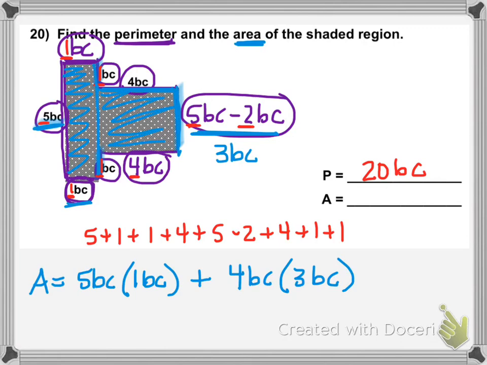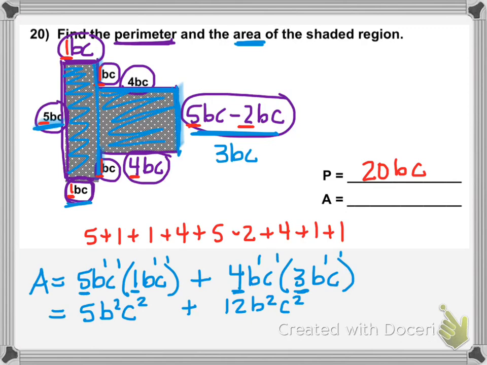On the left, 5BC times 1BC, we're going to multiply our coefficients. 5 times 1 is 5. And then we're going to add the exponents of like variables. So our b's exponents, 1 plus 1 is 2. Our c's exponents, 1 plus 1 is also 2. Plus, on the right, we're multiplying 4 times 3, which is 12. And then again, we add the exponents of our like variables. So 1 plus 1 for the b is b squared, and 1 plus 1 for the c is c squared. So now we've got 5b squared c squared plus 12b squared c squared.